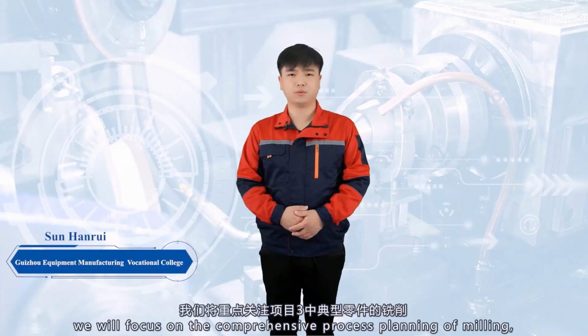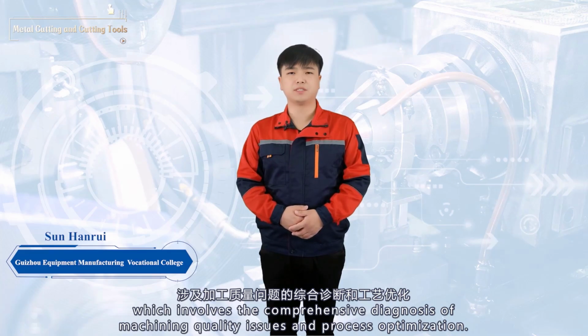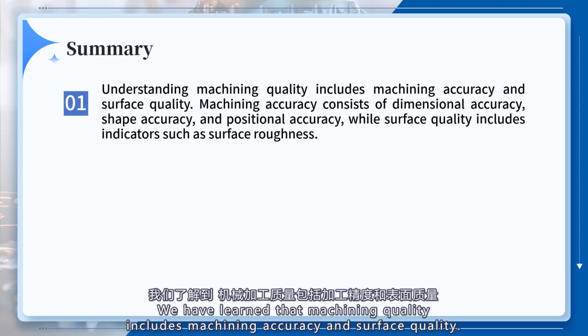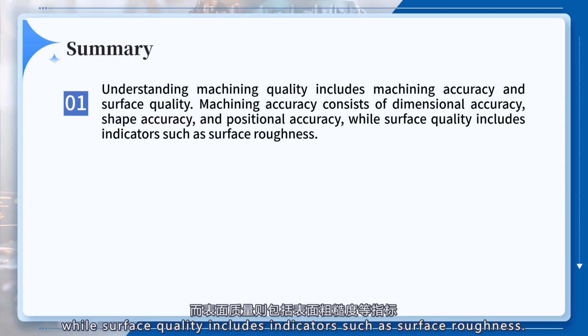In this lesson, we will focus on the comprehensive process planning of milling, planing, and grinding for typical parts in Project 3, specifically Task 3.3, which involves the comprehensive diagnosis of machining quality issues and process optimization. We have learned that machining quality includes machining accuracy and surface quality. Machining accuracy encompasses dimensional accuracy, shape accuracy, and positional accuracy, while surface quality includes indicators such as surface roughness.